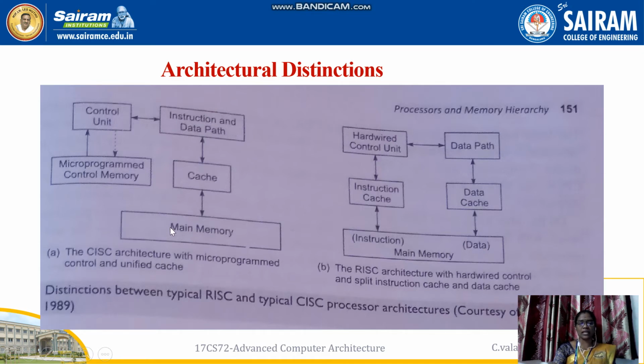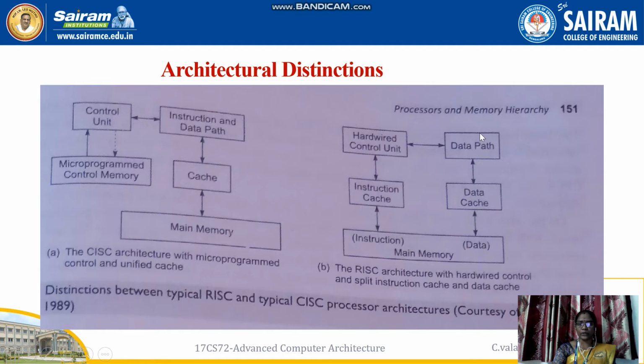This architecture has only one unified cache that is applicable for both instruction and data path. In this cache, instruction and data are treated the same, and the control unit is a micro-programmed control unit. Instruction and data path use the same single cache, which is associated with the main memory.